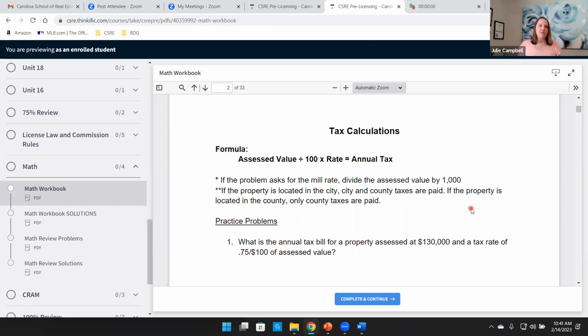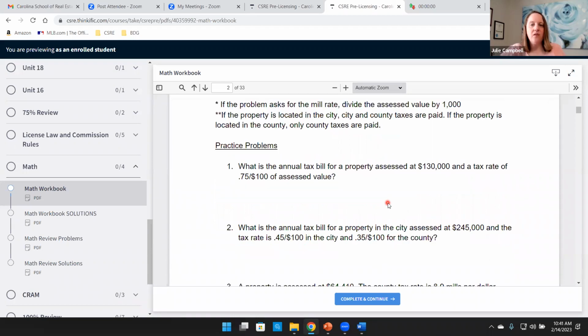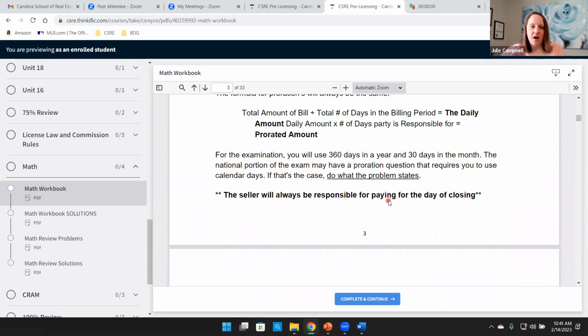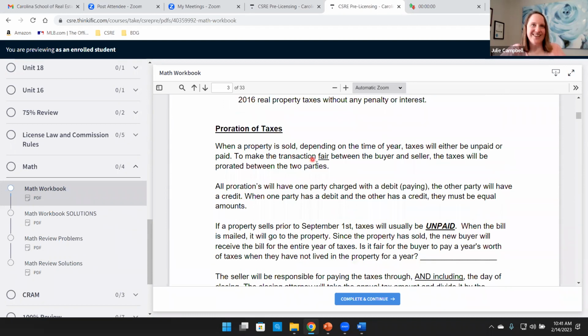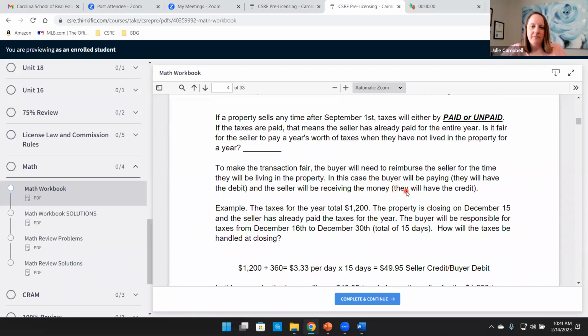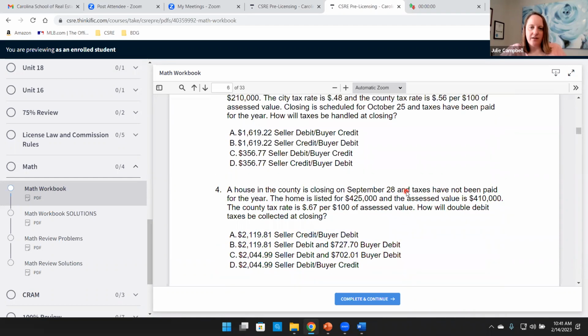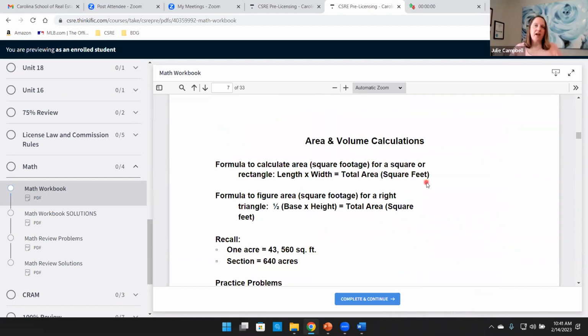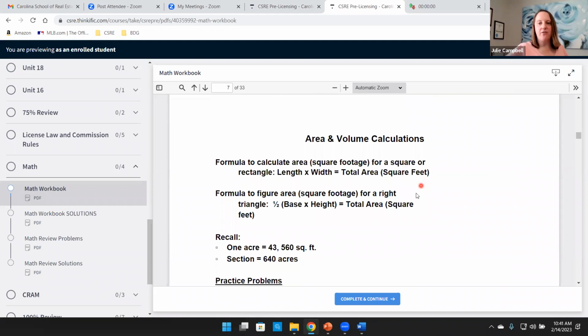What's one thing we know about math? Practice, practice, practice. So if you've been through the book and the online learning system, and you're looking for extra math practice, here you go. Here's tax calculations, what we did in Unit 3, for example, and it gives you a different explanation with some extra practice. Prorating on taxes, we're getting ready to get into that in Unit 21. Here is area and volume calculations, what we did in Unit 4, with another explanation and some extra math on that.